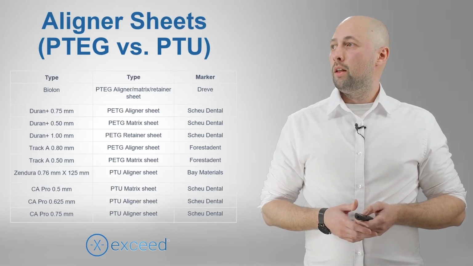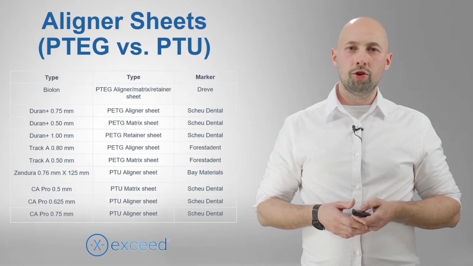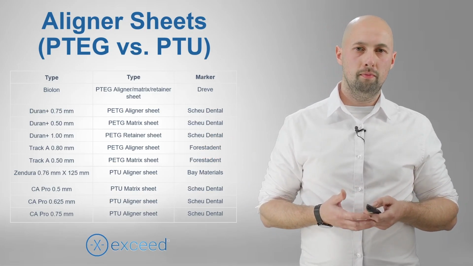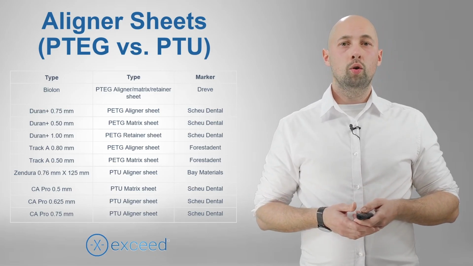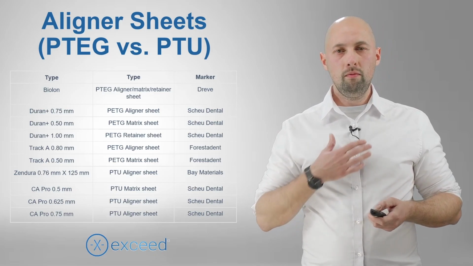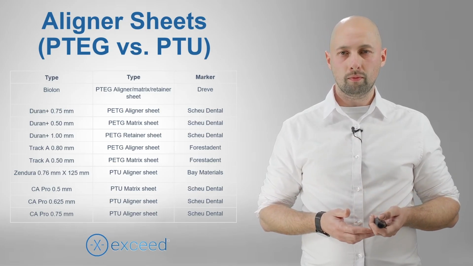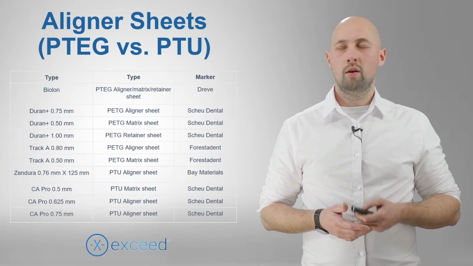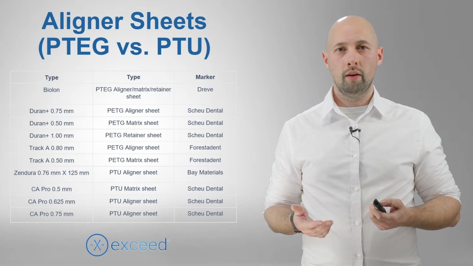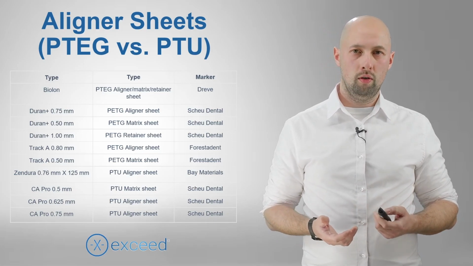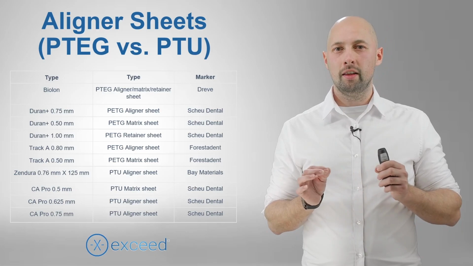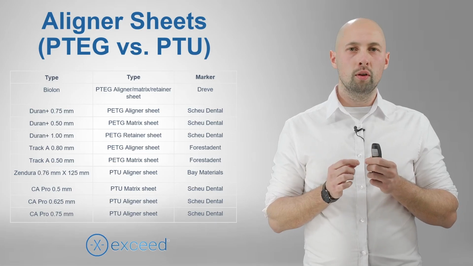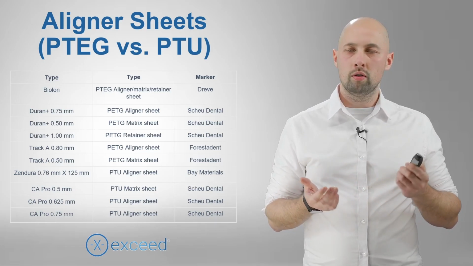Okay, let's talk about the aligner sheets. When producing aligners, the material you choose is just as important as the equipment you use. On this slide, you will see a list of recommended aligner materials that are suitable for vacuum forming. Nowadays, there are two main types of aligner materials: single layer, or PETG, and multi-layer, the PU. PETG is a single layer material. The formula is pretty similar to the plastic bottles that we use in our everyday life.